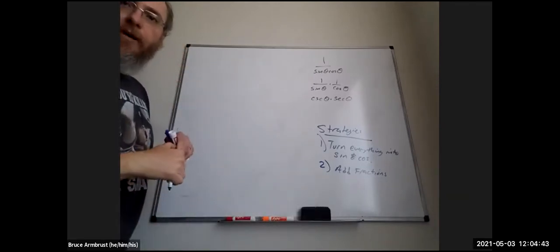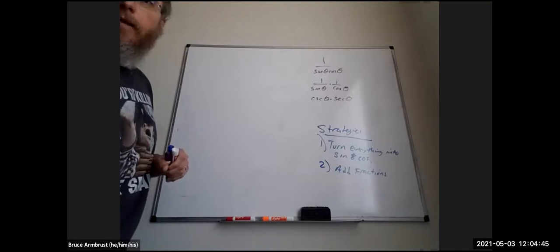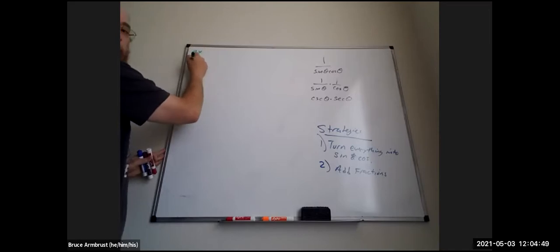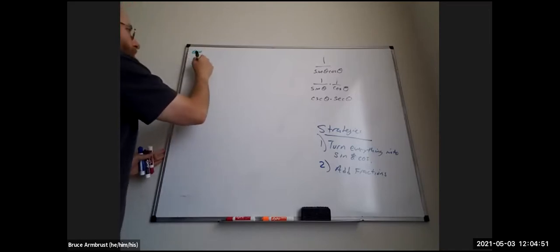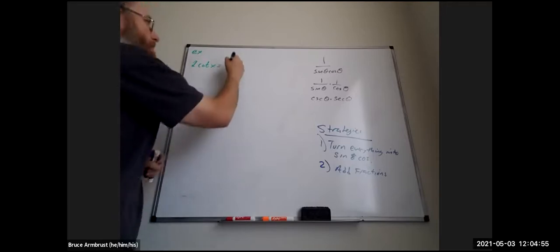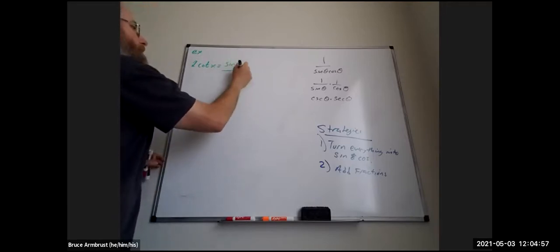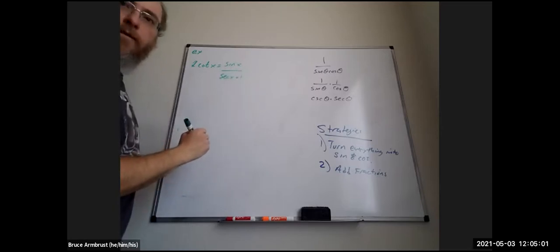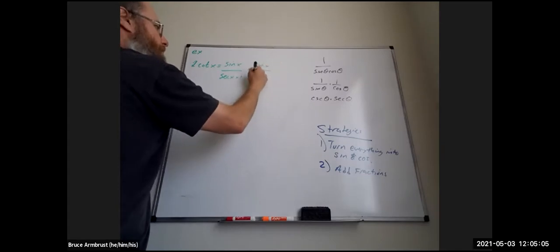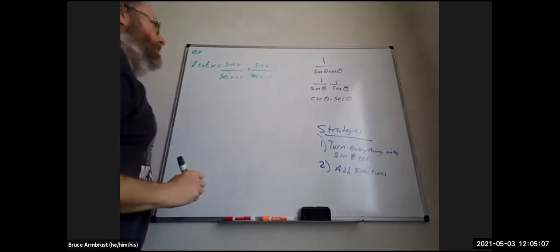So let's try this one. Let's go with 2 cotangent of x is equal to sine of x over secant of x plus 1, plus sine of x over secant of x minus 1.